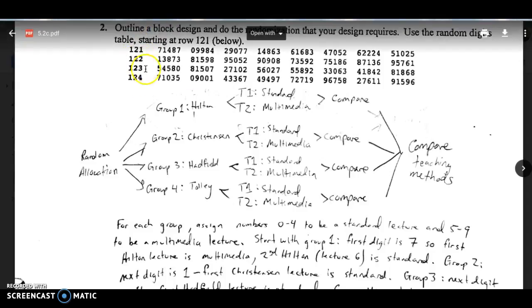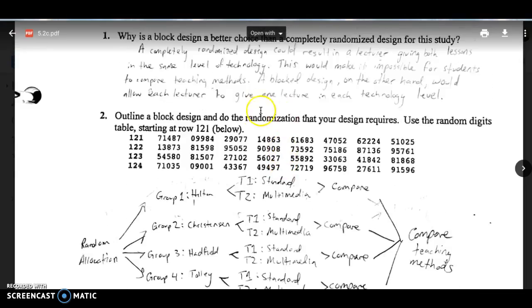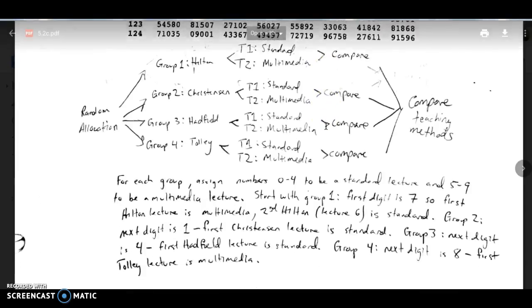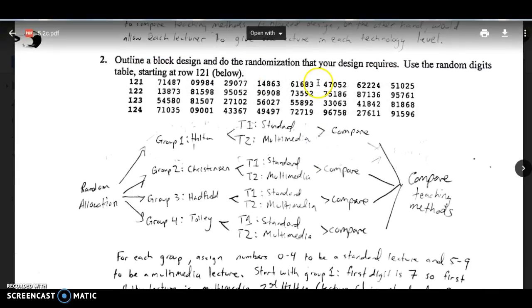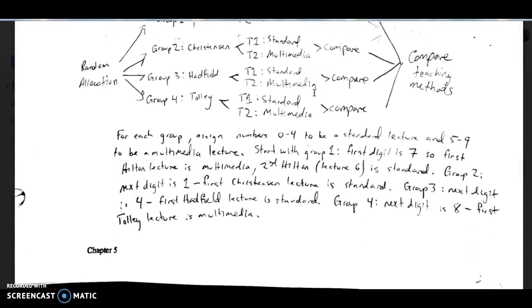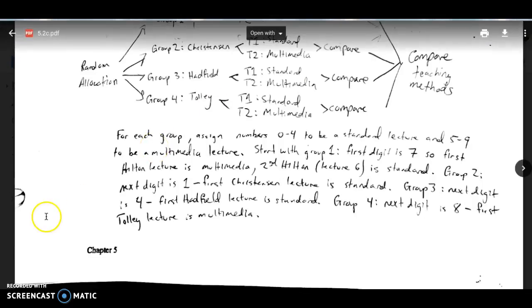So all it said here was to outline our design. We've outlined it, and then do the randomization. We did the randomization. There's nothing else that I see that we have to do, so we're done here. That's the end of the 5.2C quiz.